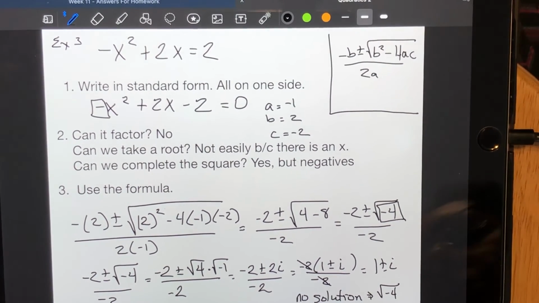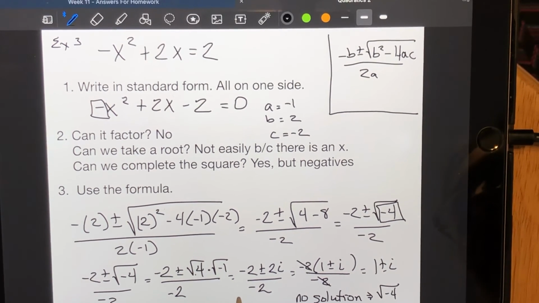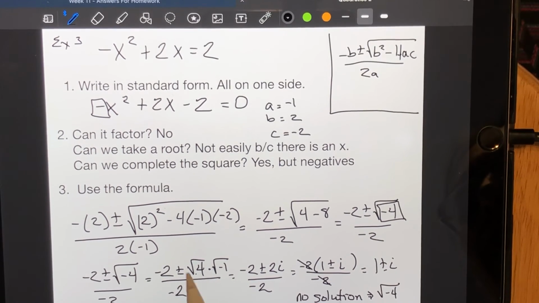It is valuable to work this one out to see how to simplify these radicals. We know moving forward, I've got the square root of -4, so I'm going to separate that out into +4 and -1. So I can rewrite the square root of 4 as 2. I can rewrite the square root of -1 as i. So I have -2 plus or minus 2i over -2.